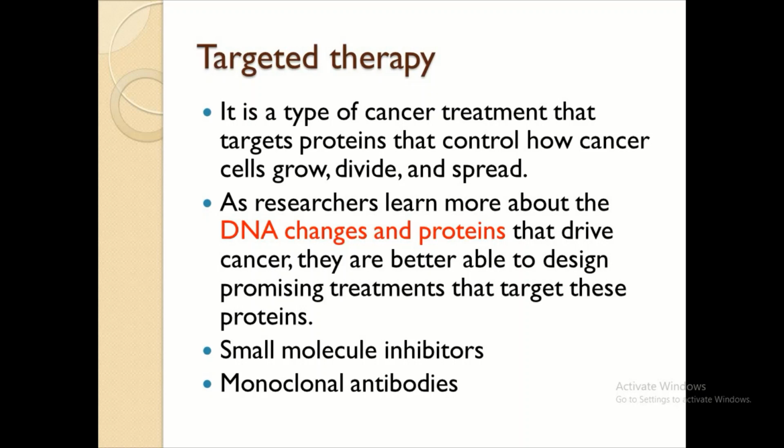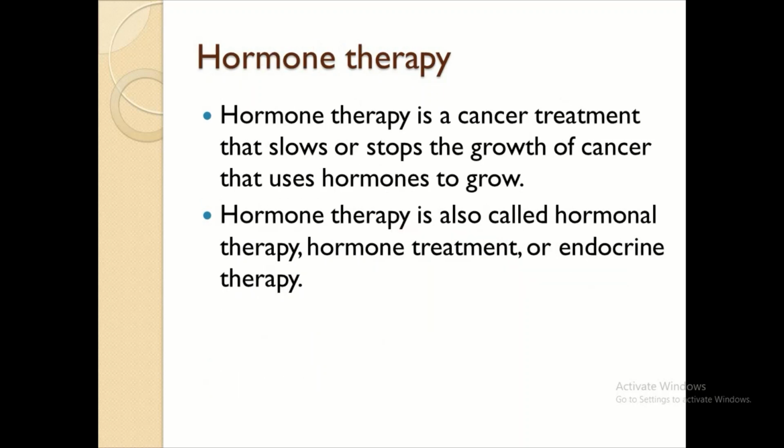As researchers learn more about the DNA changes and proteins that drive cancer, they are better able to design promising treatments that target these proteins. Two categories of targeted therapy I have given here. One is small molecule inhibitors; you can design small molecules to target a specific protein, or you can also use monoclonal antibodies. Hormonal therapy is another method to treat cancer. Hormonal therapy is a cancer treatment that slows or stops the growth of cancer that uses hormones to grow.